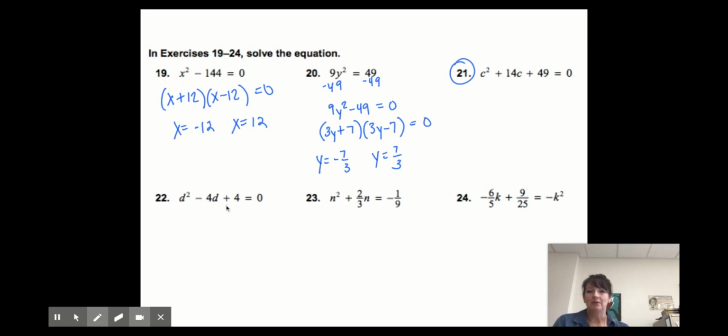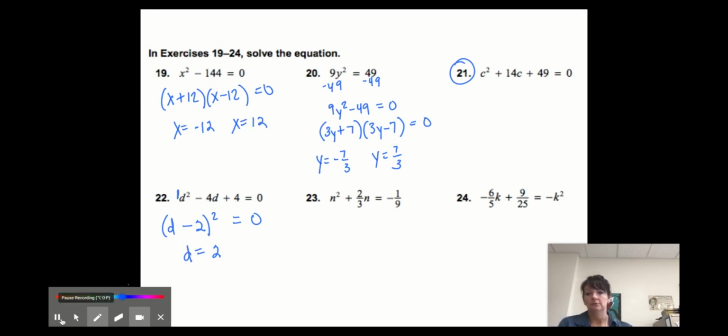And I'll keep going. So here, remember the coefficient is 1, so it's a perfect square, and the pattern is going to be, we want d minus 2 quantity squared is equal to 0. And this just means we have a double factor, just like you did in number 21. So d minus 2 is equal to 0, or d minus 2 is equal to 0. So d is equal to 2. We really only have one solution for this.